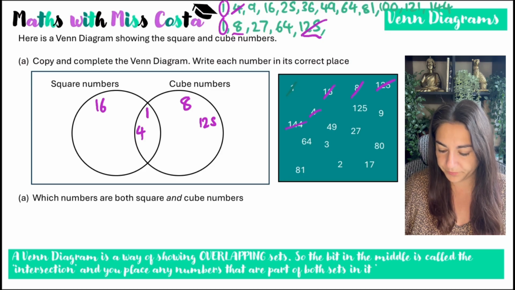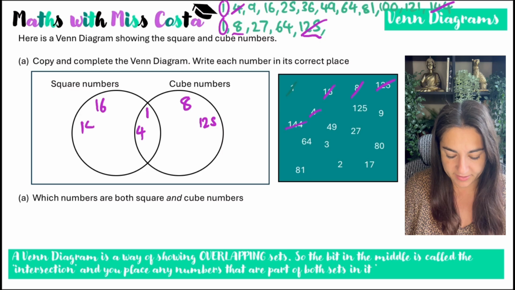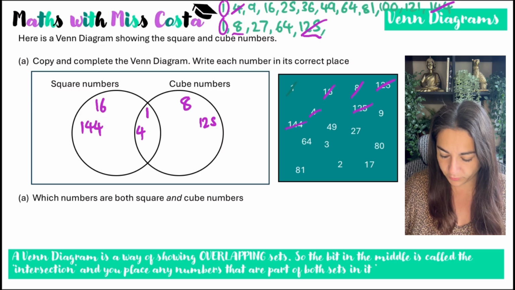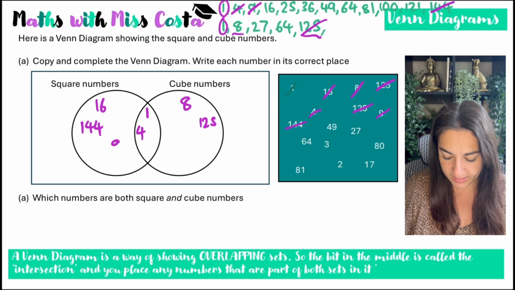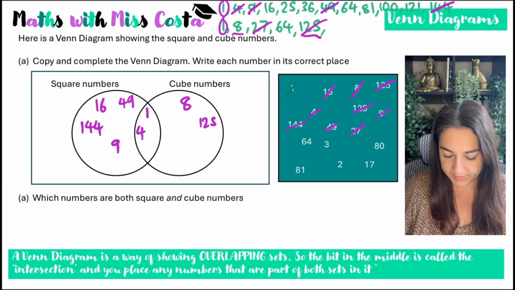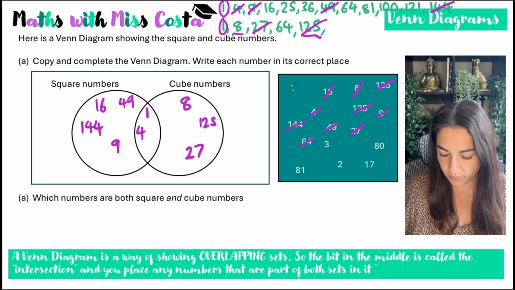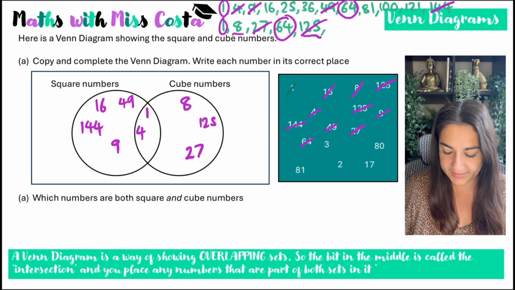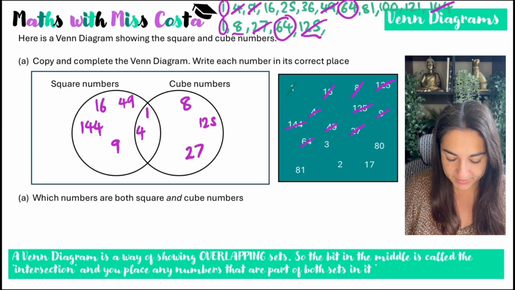144 is in the square numbers, so I'm going to put it here. 125 I've already done. 9 only appears in the square numbers, so that will be here. 49 only appears in the square numbers, so I'll put it here. 27 only appears in the cube numbers, so I'll put it here. 64, that one's cool because it appears in the square numbers and the cube numbers.